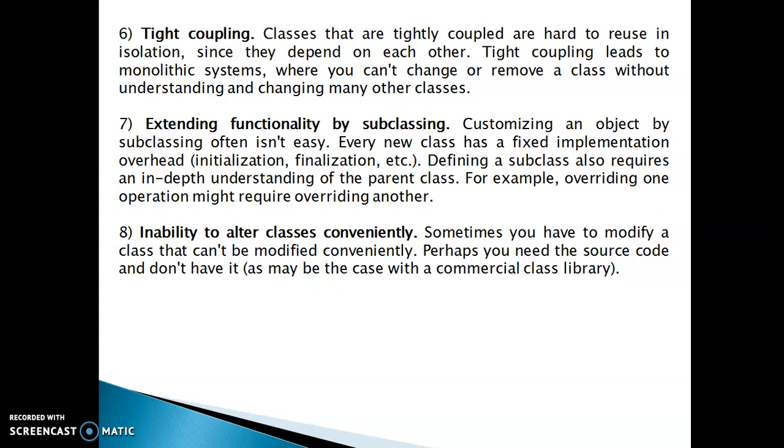Tight coupling: classes that are tightly coupled are hard to reuse and isolate, since they depend on each other. Tight coupling leads to monolithic systems where you cannot change or remove a class without understanding and changing many other classes. Tight coupling means more dependency. If you have five classes in your application, all five must be there, and you cannot remove one or the other. Even in that tight coupling environment, your software should be such that you are able to change it. I have taken an example of five classes to make you understand.